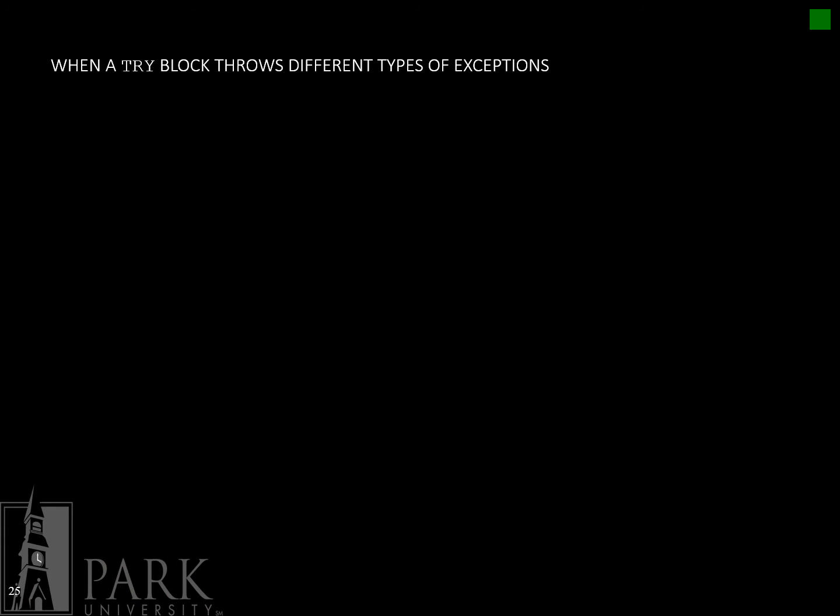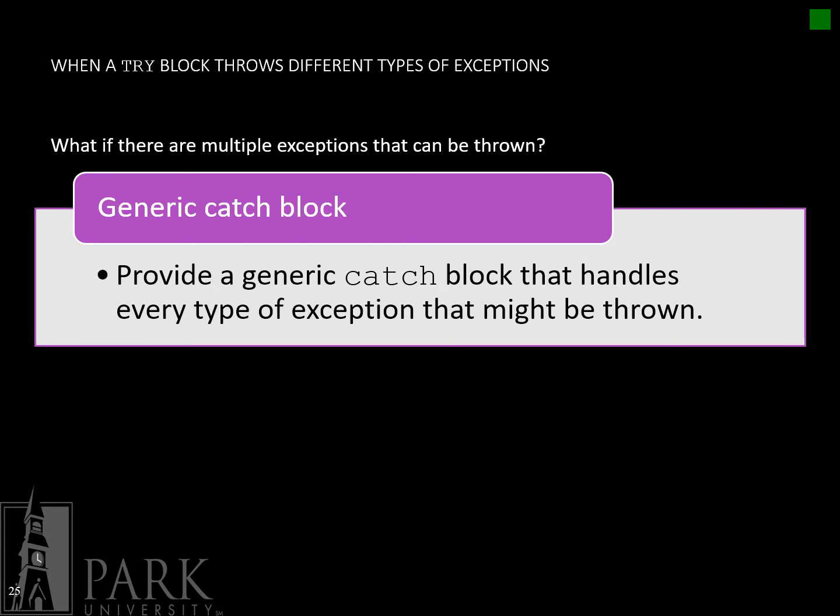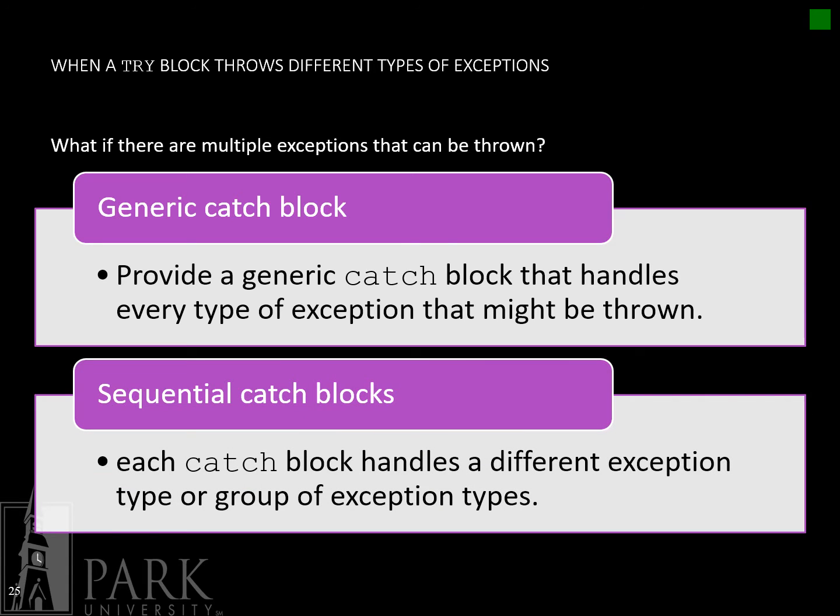If several statements within a try block can possibly throw an exception, and the exceptions are of different types, what can you do? Well, you can either A, use a generic catch block that handles every type of exception that might be thrown, or B, you can provide a sequence of specific catch blocks with each catch block handling a different exception type or group of exception types. And we're going to walk through some of these examples, of course, so don't worry if it doesn't make sense. You'll understand in a few minutes.